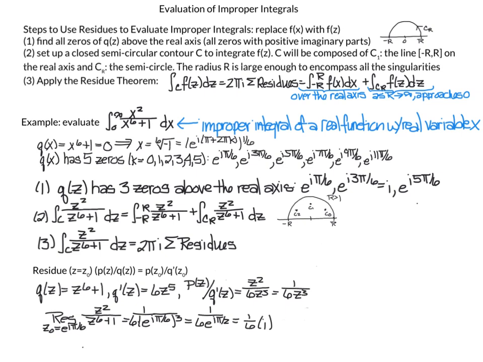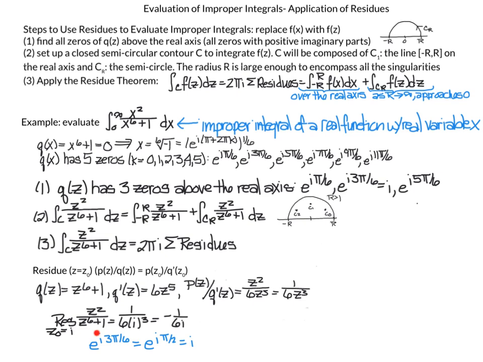That's my e to the i pi over 6 cubed, which is 1 over 6 e to the i pi over 2. e to the i pi over 2 is simply equal to i, right? You come up pi over 2 radians, radius 1. So you have 1 over 6i. Our next residue is for our next singularity, which is e to the i 3 pi over 6, which is equal to e to the i pi over 2, which is just equal to i.